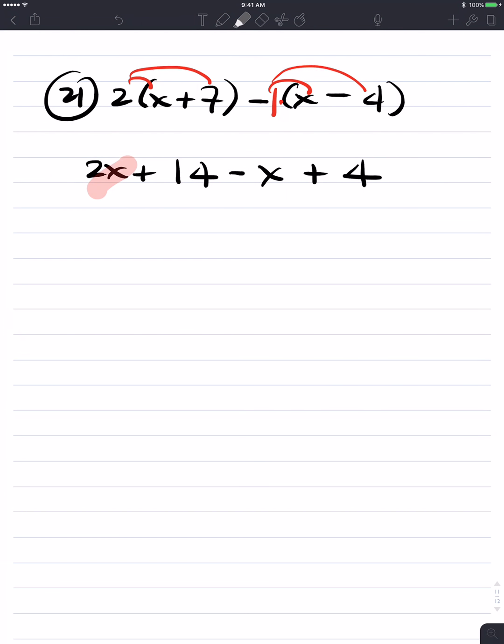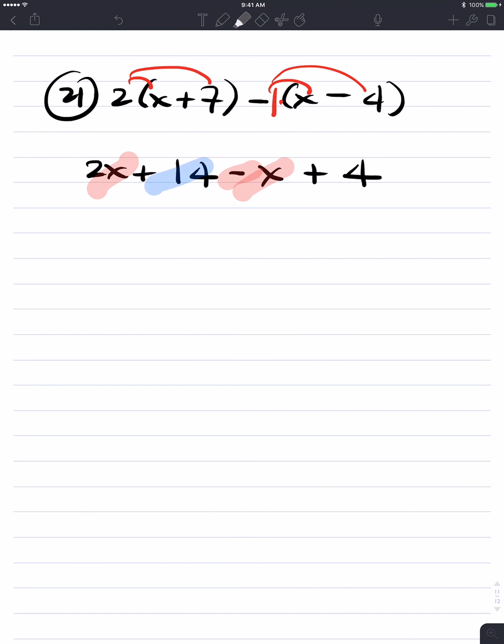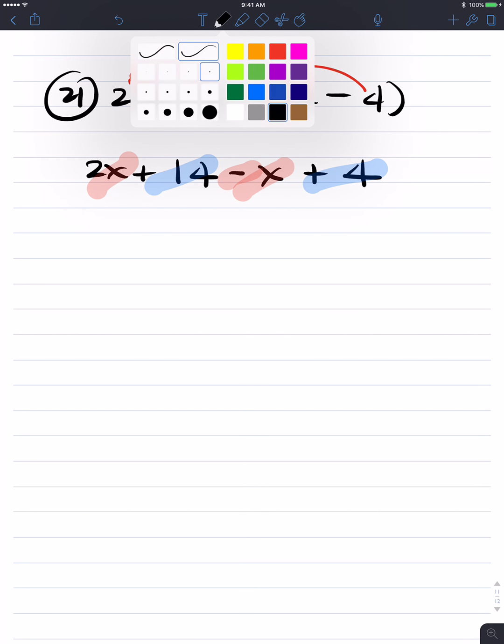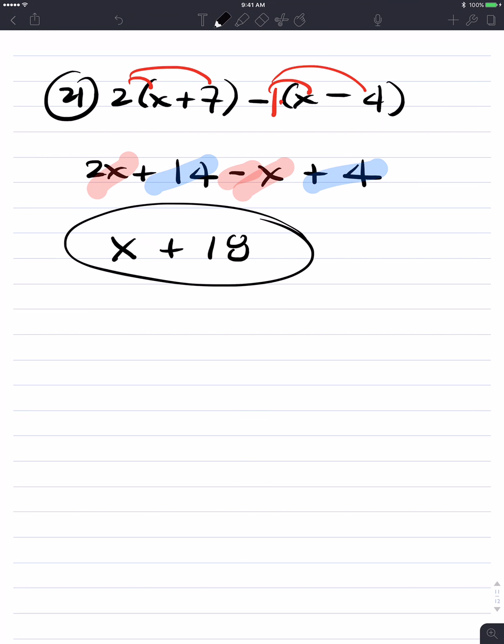We're going to identify which terms are like. These terms are like. Don't forget there's a negative sign. 14 and a 4. We're going to combine the terms in red and combine the terms in blue. 2x minus x is just an x. Plus 14 plus 4 is plus what? 18. You are done.